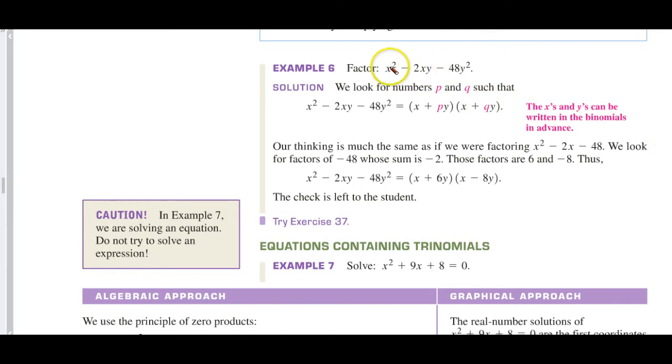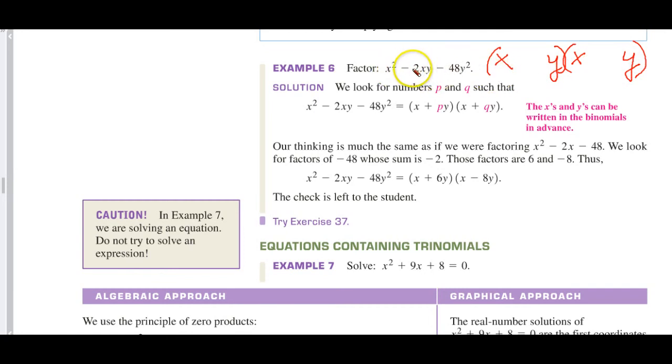But notice we have the descending of x powers, ascending of y powers. No common factor. So 2 sets of parentheses. The x will go there, and we know a y is going to go there as well. So we've set it up.